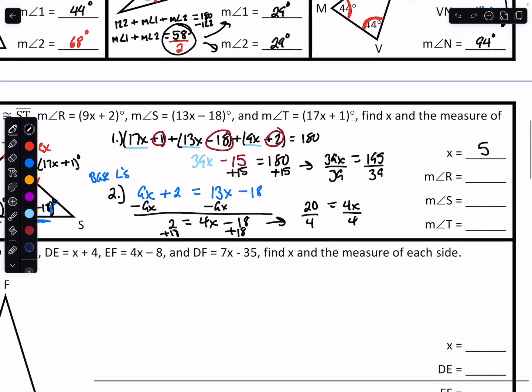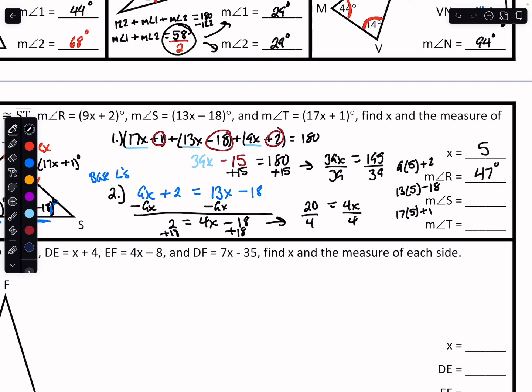Now they want you to find the measures of each angle, right? Now we're just going to plug in 5 for x. So angle R is going to be 9 times 5 plus 2. Angle S is 13 times 5 minus 18. And angle T is going to be 17 times 5 plus 1. Just going back to what was given to us in the instructions and plugging in our now found x.